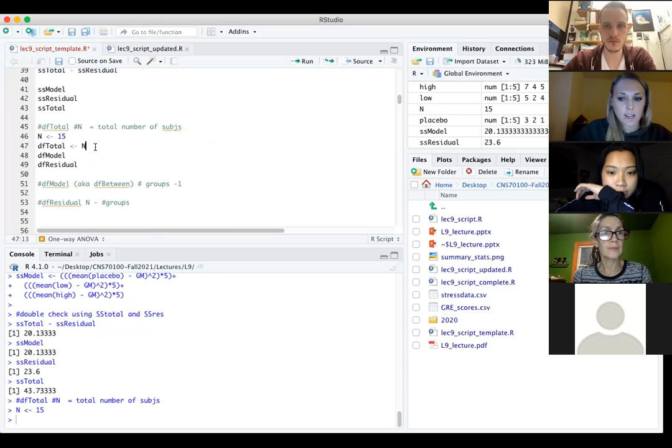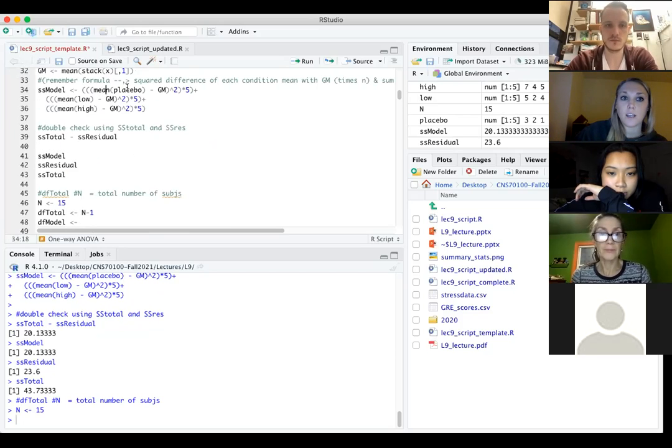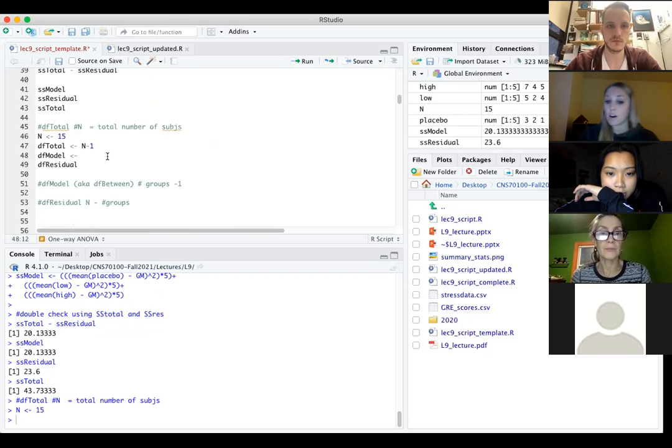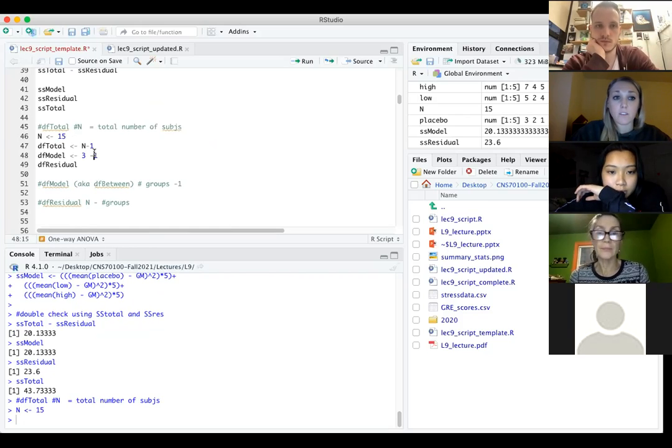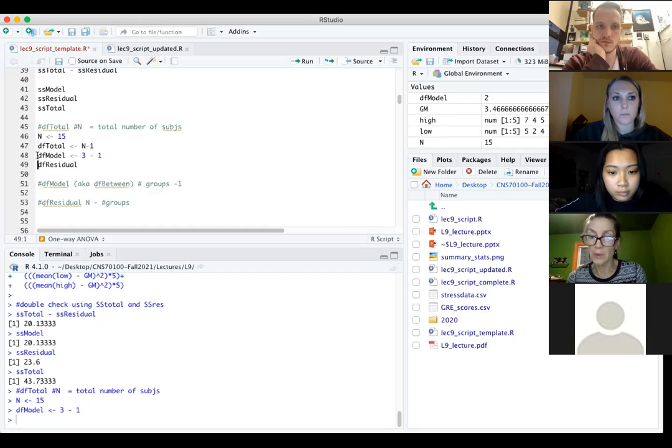So now we're going to say N minus 1. DF model, remember how we made DF model? We took each mean relative to the grand mean. So we need just how many groups do we have? 3. So we're going to say 3 minus 1. You might often see this in textbooks as K minus 1. Often K is referred to as the number of groups.